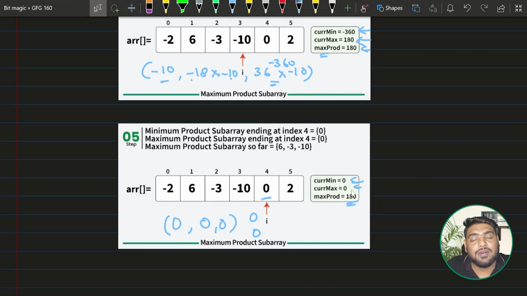Notice maximum product, now it is 180. It is not getting updated. Why? Because we are maximizing this variable.